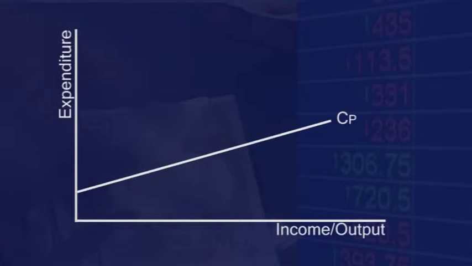They can do this by running down their assets or by borrowing. They're not going to die because they don't earn any income. They're going to find some way of spending even when they don't have any income. But as income increases, planned consumption rises.